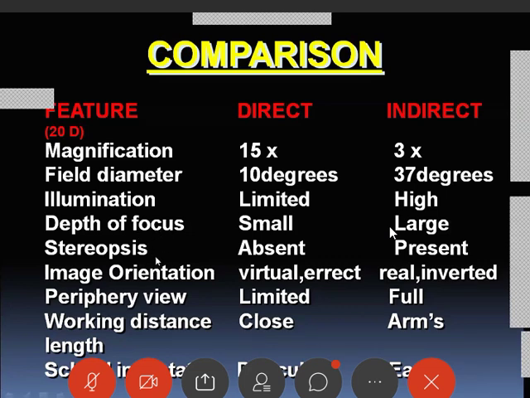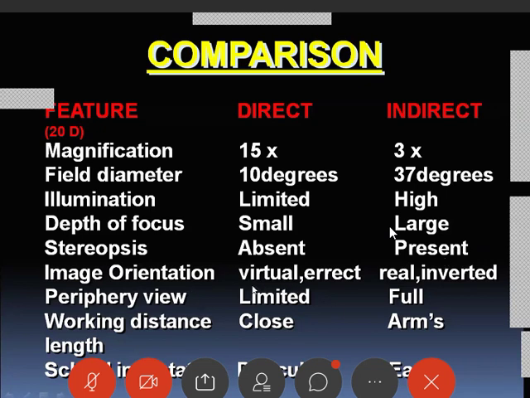And the stereopsis, that is the depth of focus. Stereopsis is nothing but three-dimensional view, depth perception. With direct ophthalmoscope, we get only the two-dimensional view, we don't get the depth perception. But with indirect, because we examine with both the eyes, we get the depth perception. That is stereopsis.